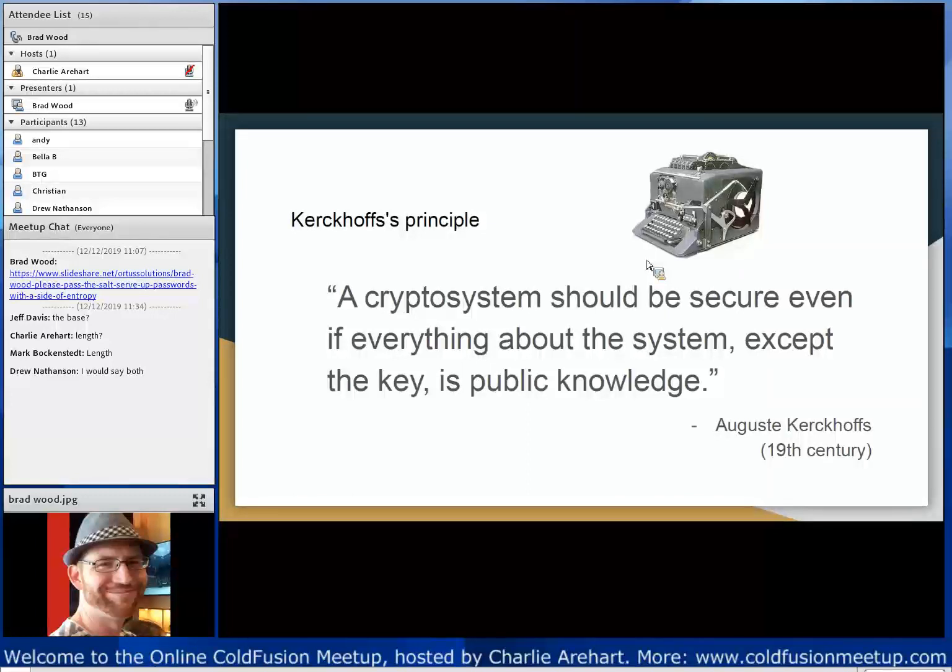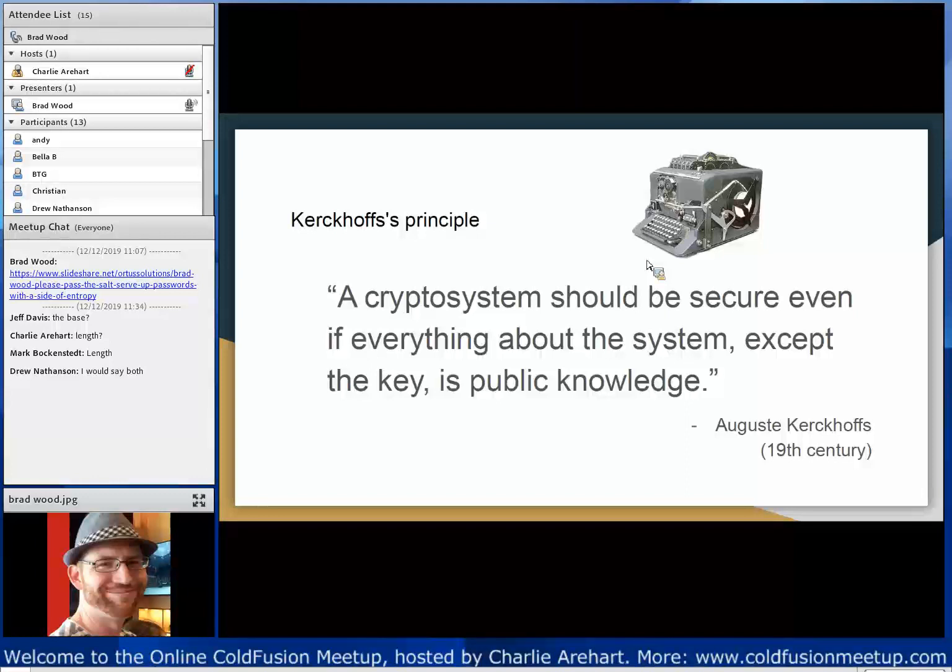The amount of work that went into making something that complicated. It was all levers and dials. And he had a lot of insight on cryptography long before computers were even a thing. He said a crypto system should be secure even if everything about the system except the key is public knowledge.